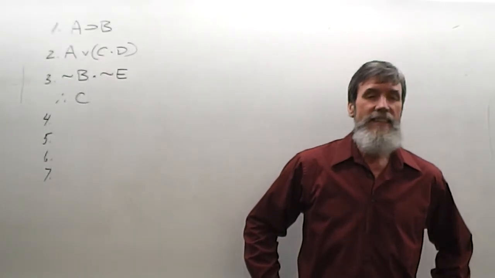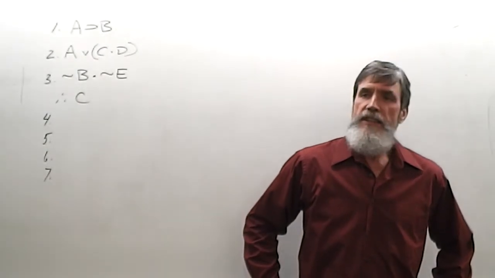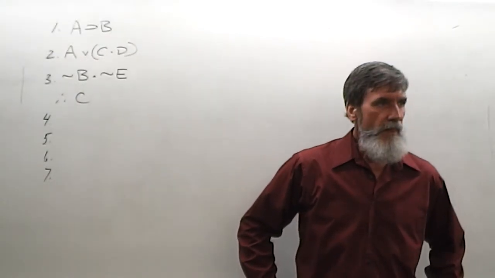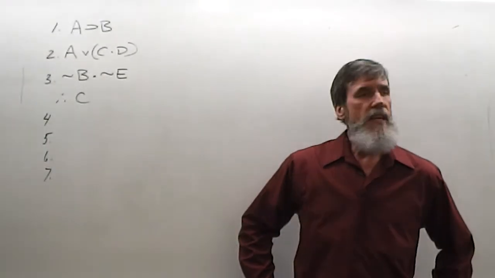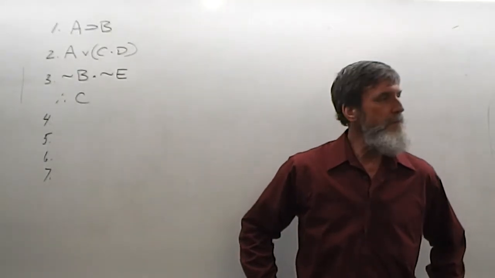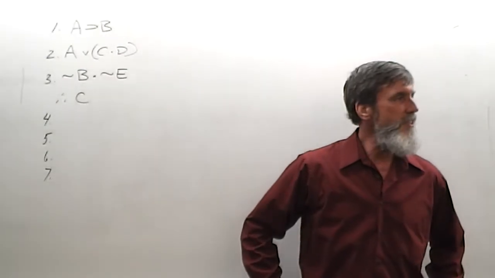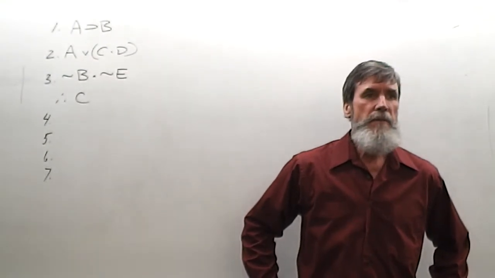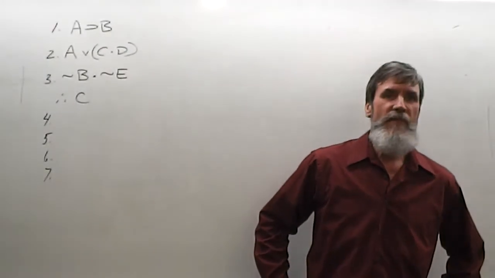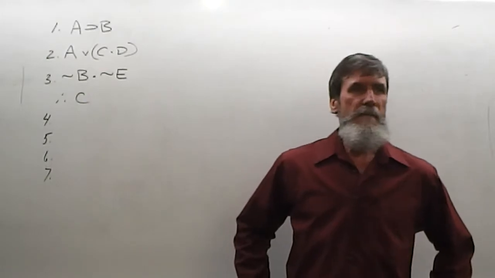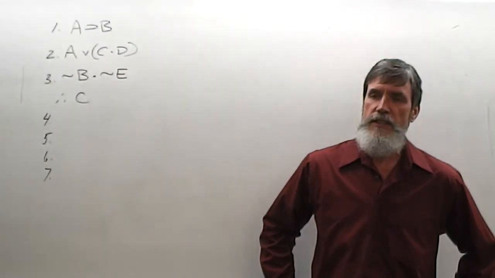How do you think we might get C out of that dot? Simplification. You can't just do it right now though, right? You have to get C dot D out of that wedge. How do you plan on getting C dot D out of that wedge? There's only one way. Disjunctive syllogism. What do you need as the second premise for that disjunctive syllogism?